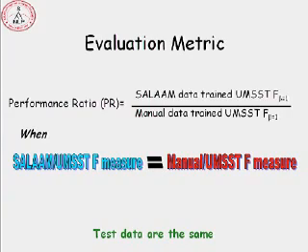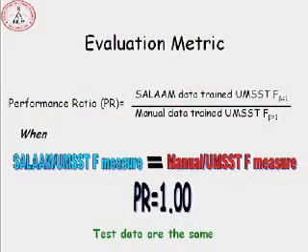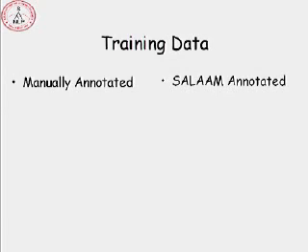So the evaluation metric, which I referred to very briefly before, is the performance ratio. It's basically the F measure on the SALAAM trained data versus that of the manually trained data. And the test data, as I said before, is exactly the same. When the SALAAM F measure is equal to the manually trained data F measure, the performance ratio is 100%. It's one.